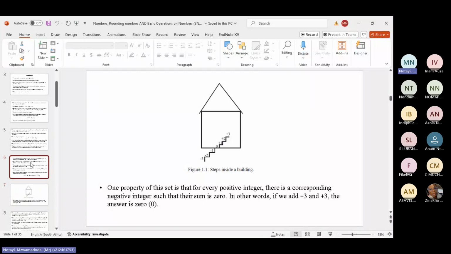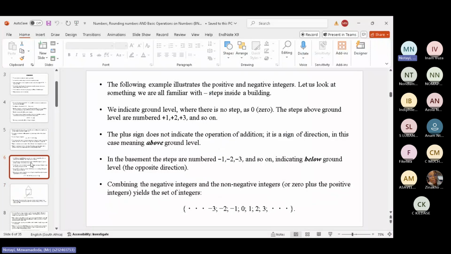So the plus sign does not indicate the operation of addition. It is a sign of direction, like I mentioned. In this case, meaning above ground level. So in the basement, the steps are numbered negative 1 to negative 3, indicating below ground level. So combining the negative integers and non-negative integers, or 0 plus positive integers, yields a set of integers.